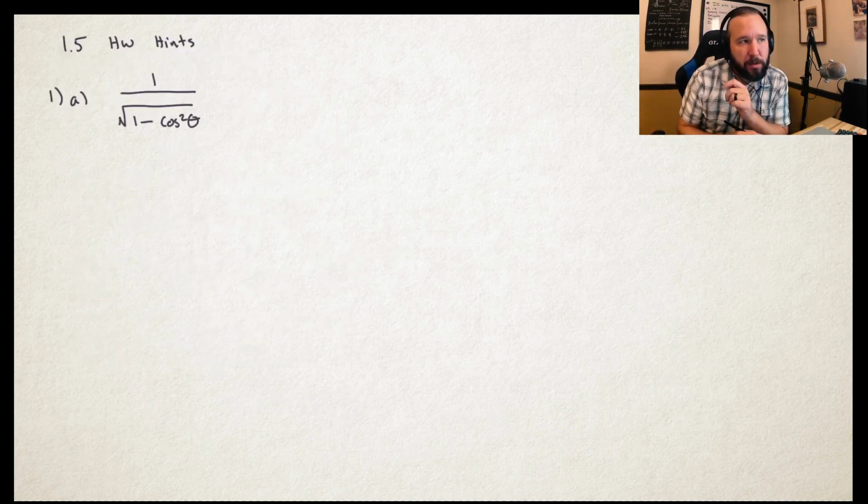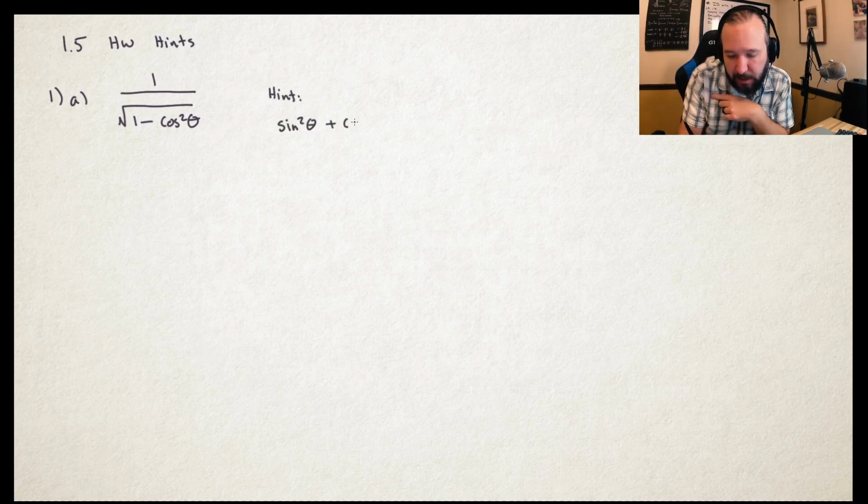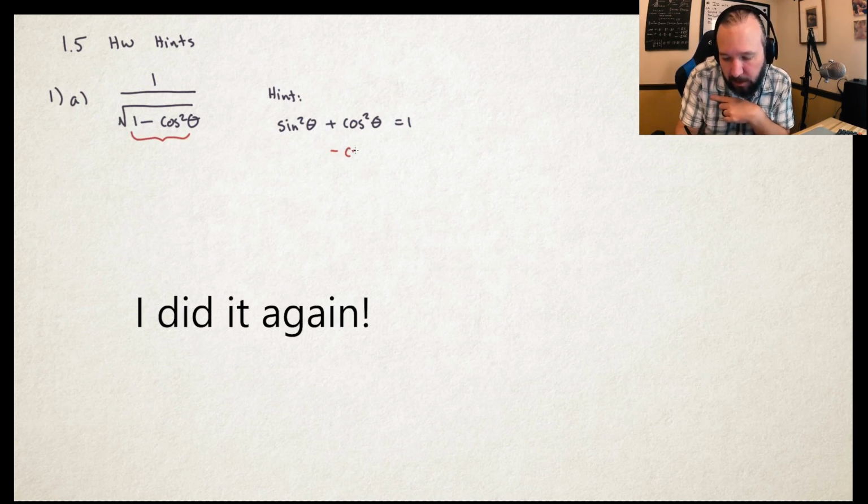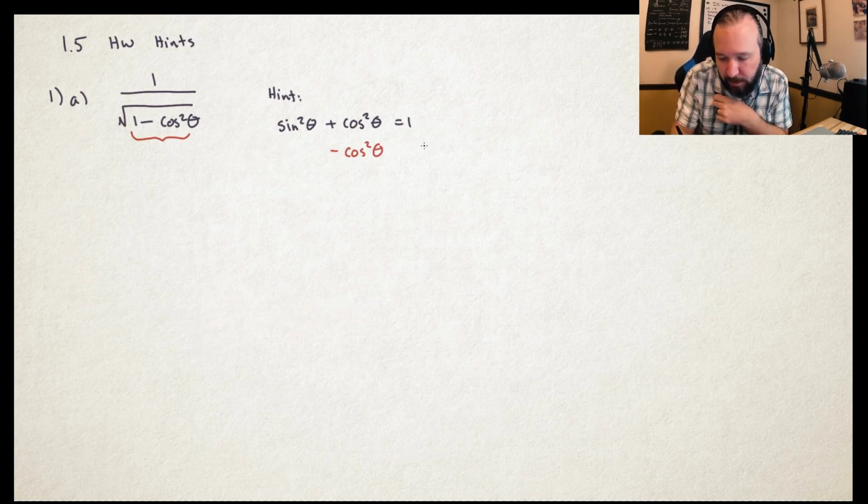Okay, here is the first question on the homework. We're asked to simplify this, 1 over the square root of 1 minus cosine squared. So my hint for this problem is to start with the basic Pythagorean identity, and then I'm trying to have something that looks like 1 minus the cosine squared of theta. So the hint here is to start with the basic Pythagorean identity and then subtract cosine squared theta from both sides.